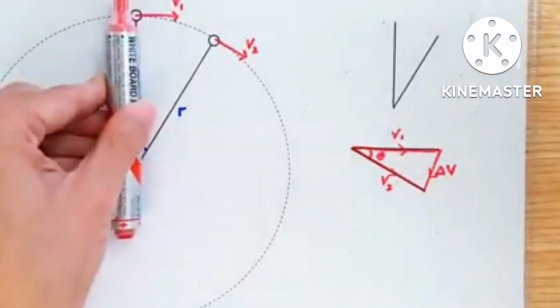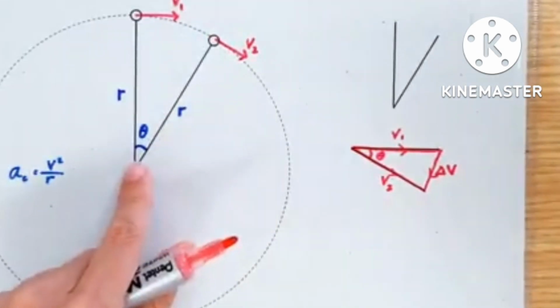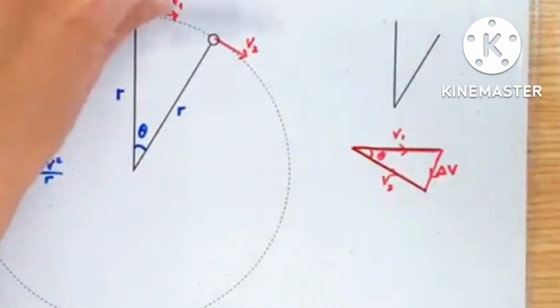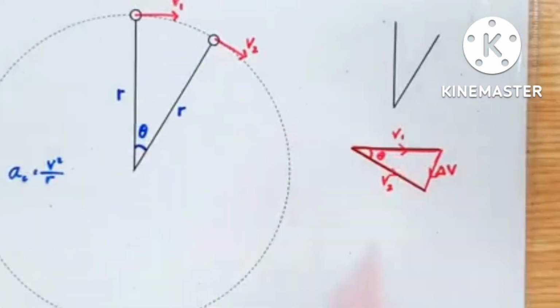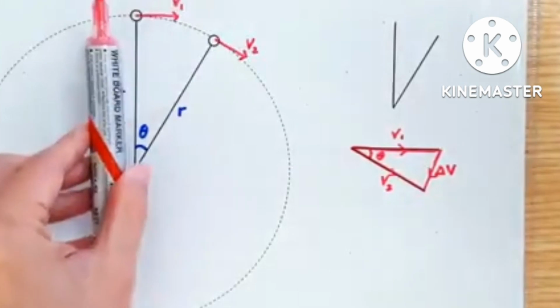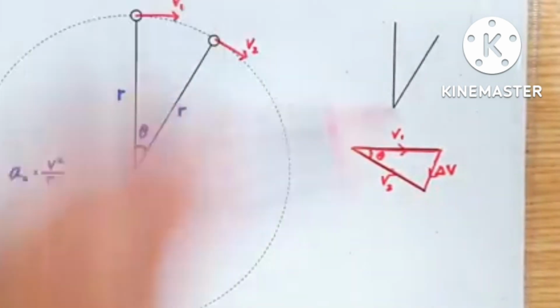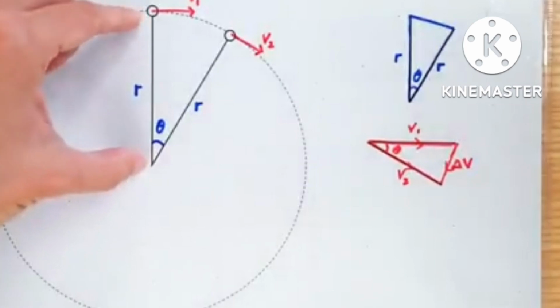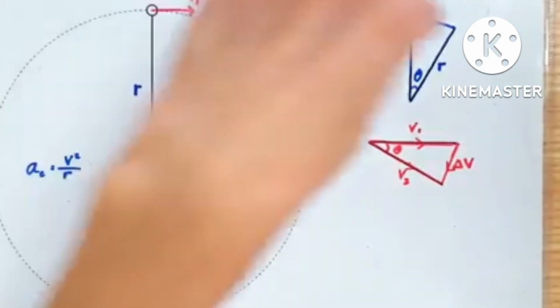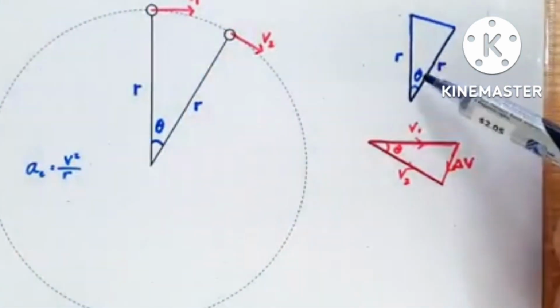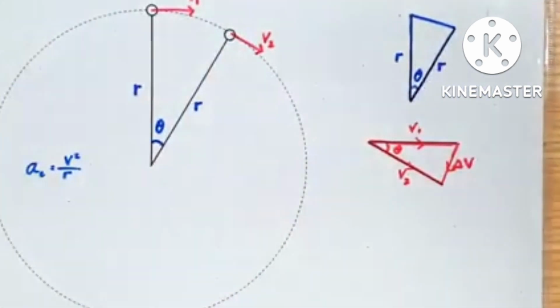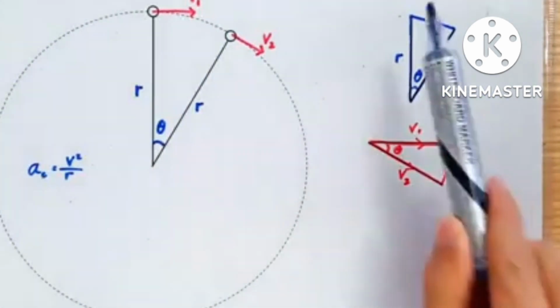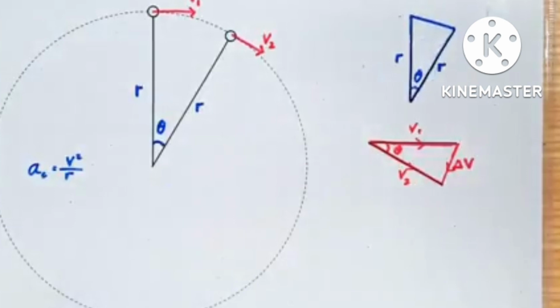See, r and r form the angle theta. So v1 and v2 should also form the angle theta, because v1 and v2 are just these two r's turned 90 degrees. Let's draw another triangle based on r and r. Of course, this angle here would be theta. So what should the third side of this triangle correspond to?